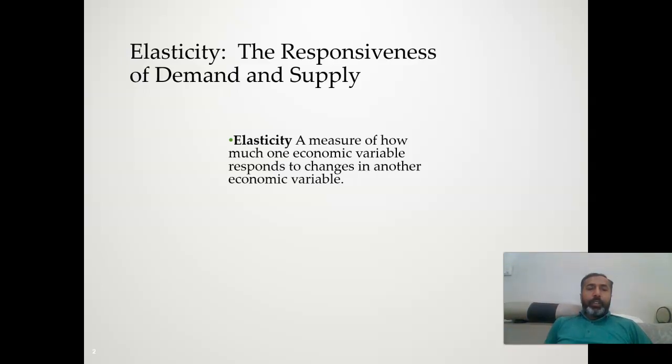By elasticity, we measure how much one economic variable responds to changes in another economic variable. There can be different variables which respond to changes in other variables. For example, there could be money elasticity of supply, there could be demand elasticity, price elasticity, income elasticity. So by elasticity, we simply mean how one variable responds due to a change in another variable.